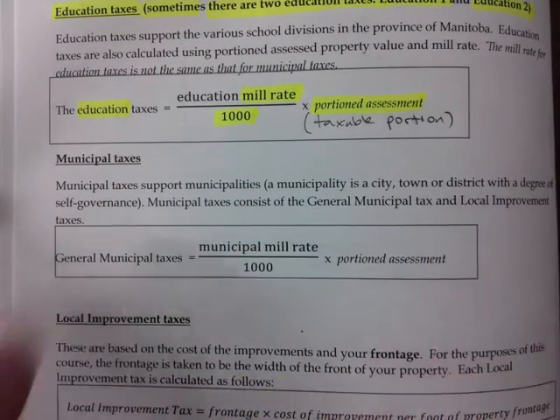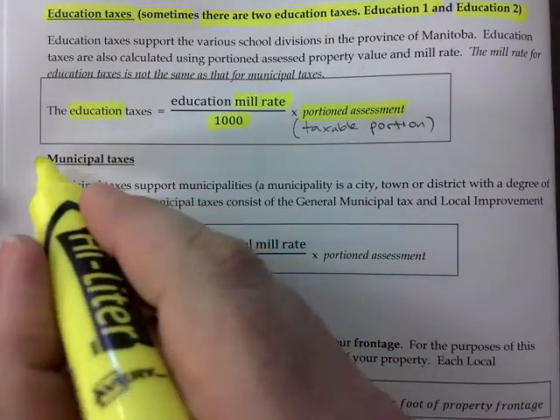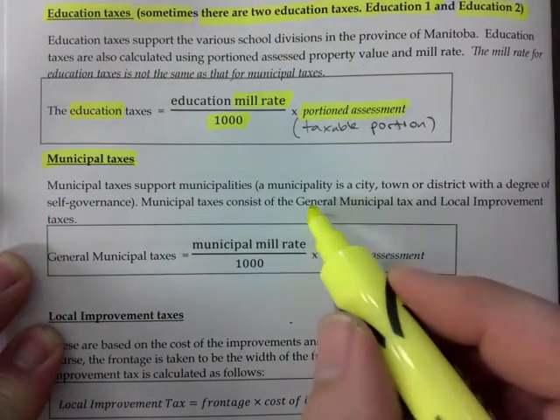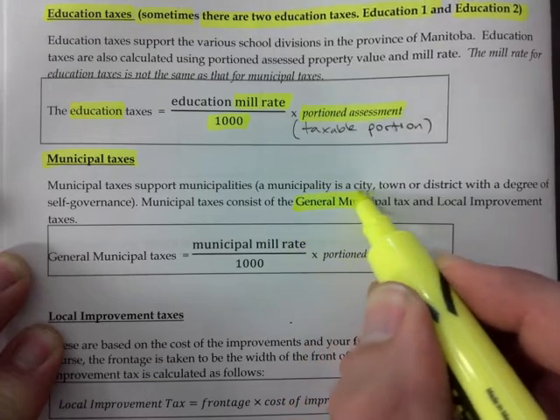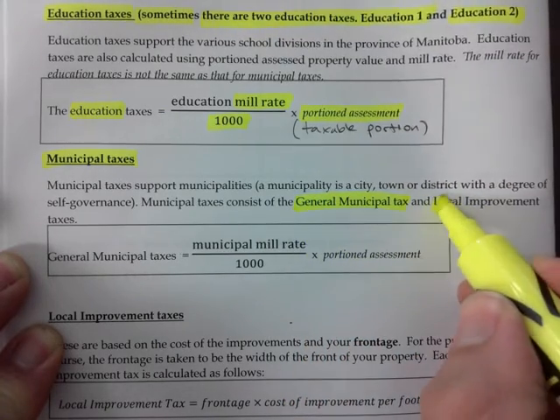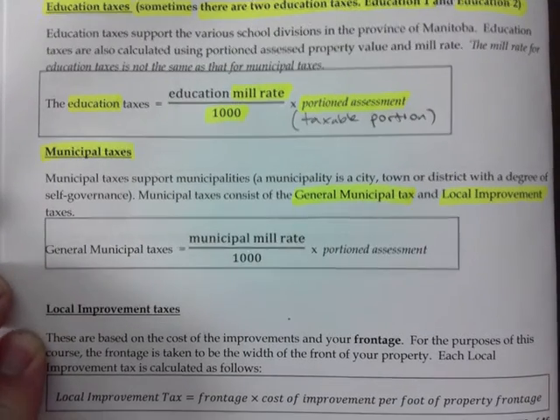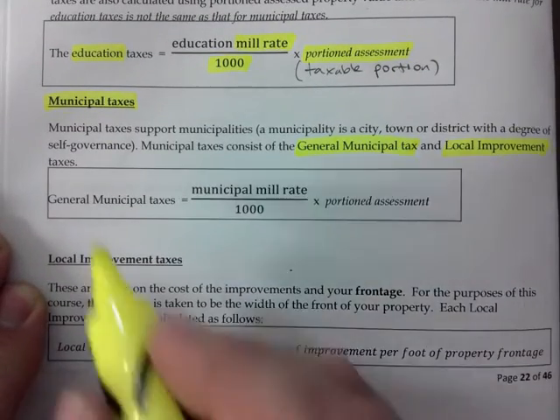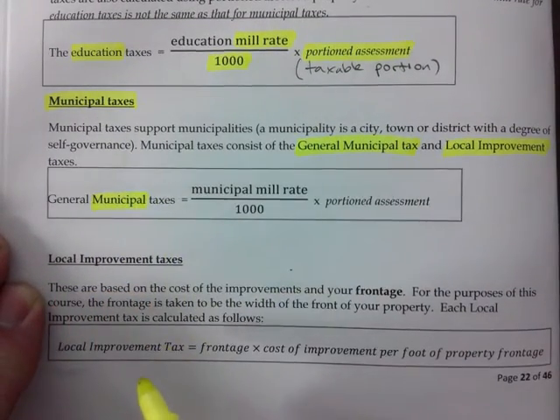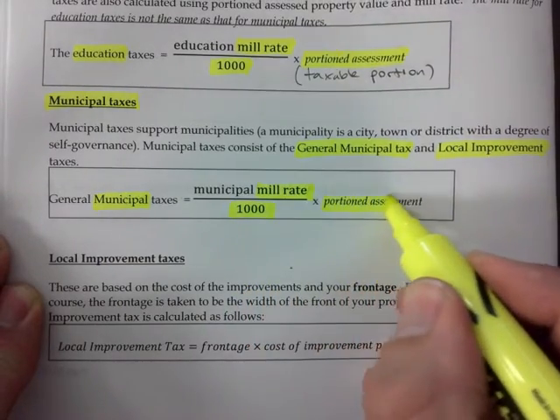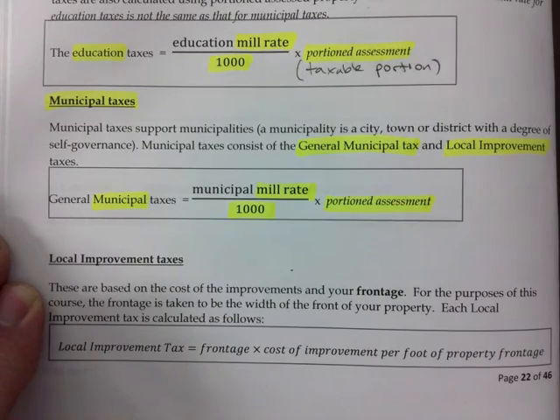Then you have, see, so education, that was the pink part in my bill. Then there's the municipal, and there you have the general municipal tax as well as local improvements. So under municipal, you have 2 things that you need to take care of. And for municipal, you take the mill rate divided by 1,000 and multiply it by the portioned assessment.